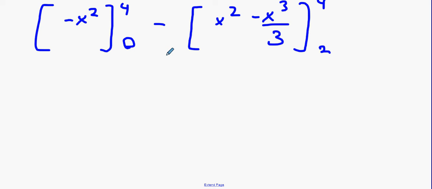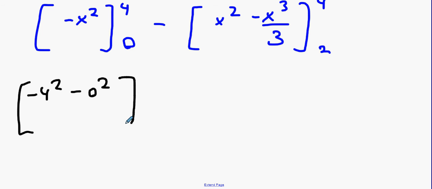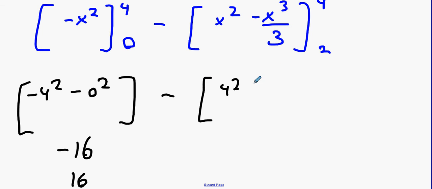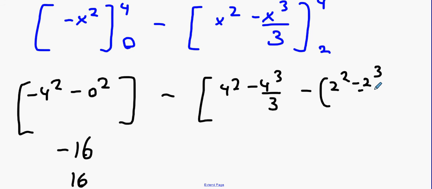Now we're going to treat these two parts separately to each other. Would everybody be happy with minus 4 squared minus 0 squared, which is minus 16, which for us is 16. Take away 4 squared minus 4 cubed over 3, take away 2 squared minus 2 cubed over 3. Anybody got that second one handy? Minus 20 over 3, I'll take that.